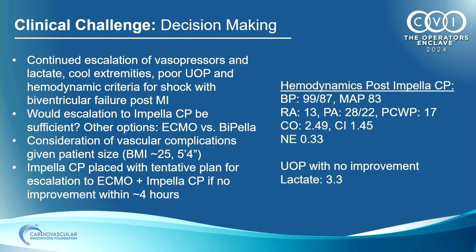But you can see here with the hemodynamics after the CP gets placed, not that much better. Yeah, the wedge is a little bit lower. Index is maybe a little bit better. We were on a little bit less pressor, but again, still pretty abysmal output. And our urine output had no improvement. And this is all within the first 12 hours of the patient presenting to our hospital. Lactate's still 3, urine output with no improvement. So at this point, we decided to take the patient to the cath lab.